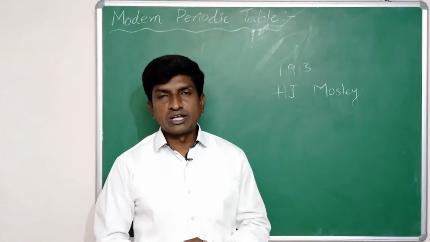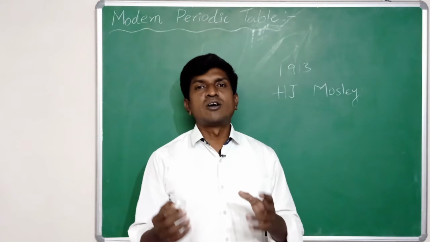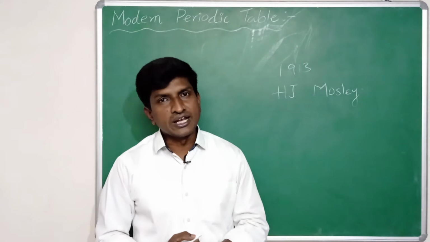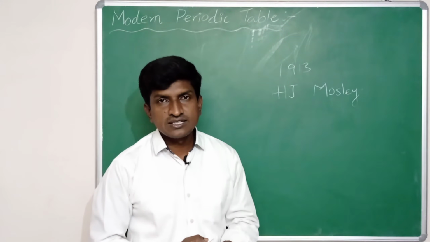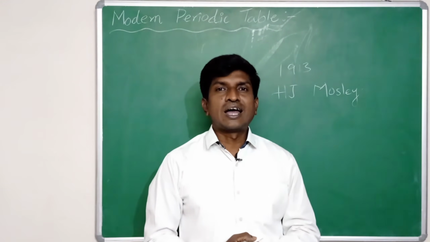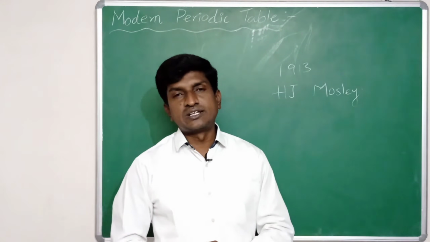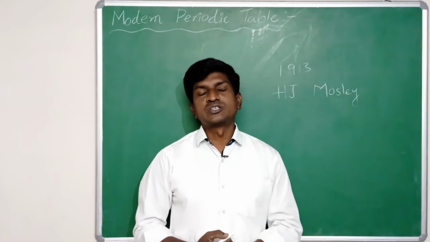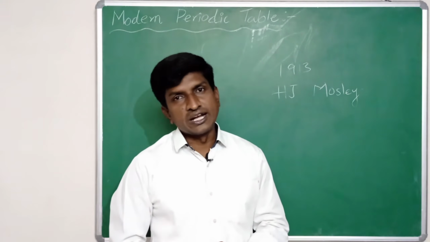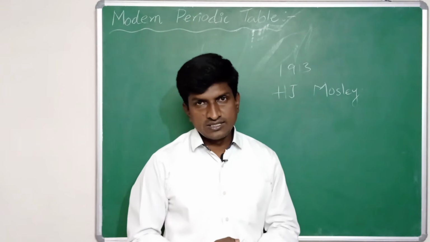After knowing the atomic number, it was recognized that a better way of arranging elements in the periodic table is according to increasing order of atomic number, and this arrangement eliminated all the limitations of Mendeleev's periodic table. For example, the anomalous series.